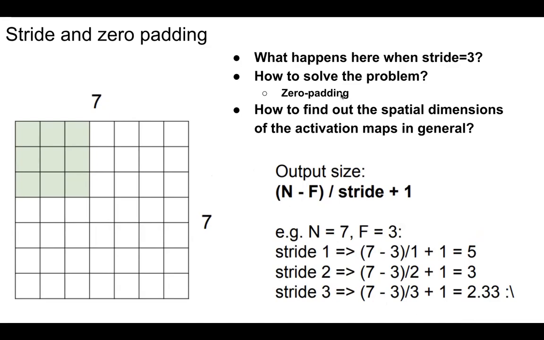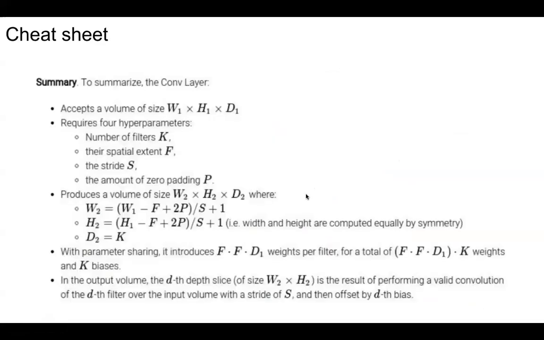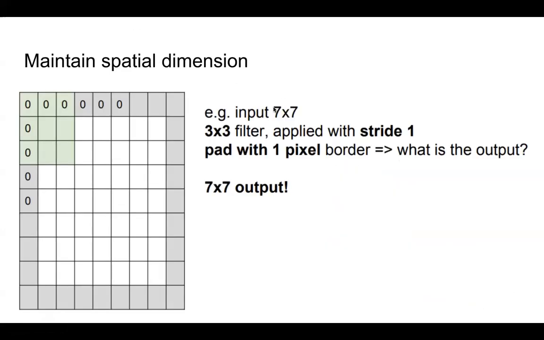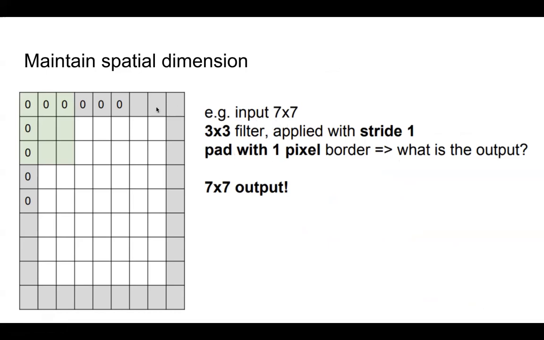So with the stride 3, we're not getting a whole number. Okay, so we're not getting a real image. So how to solve this problem? We can solve this problem by zero padding. So what we did is that we added zeros across this image.